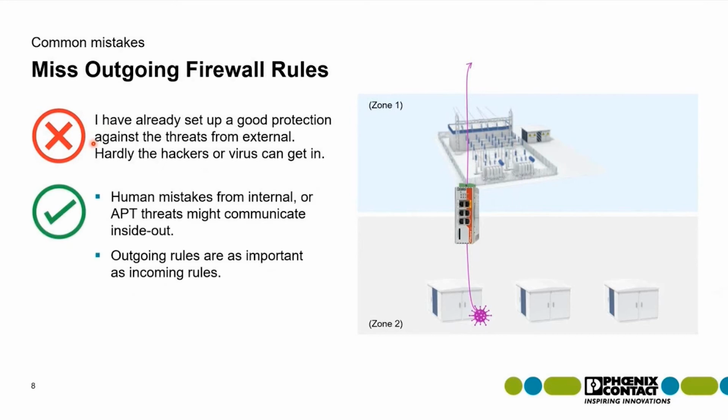But if you still remember what we explained about cyber threats and cyber attacks in the first episode, such as human mistakes from internal, or the so-called APT, advanced persistent threat, these kinds of cyber attack are so smart and advanced. The virus can communicate from inside out to collect your data and even do firmware upgrades by itself. So implementing outgoing rules is as important as implementing incoming rules.